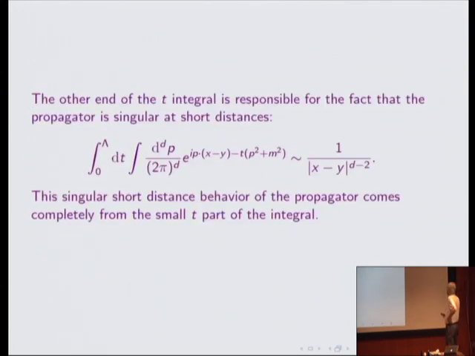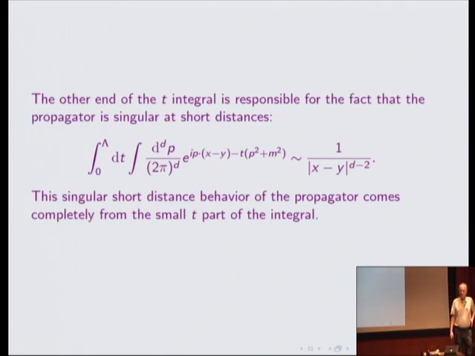The other end of the integral is responsible for the fact that the propagator is singular at short distances. So now I'm writing it in real space rather than momentum space, so I'm doing the p integral. And in d dimensions, this formula would be exact up to a constant if I integrate it from 0 to infinity, but if I integrate from 0 up to anything, I still get the singular part at short distances.